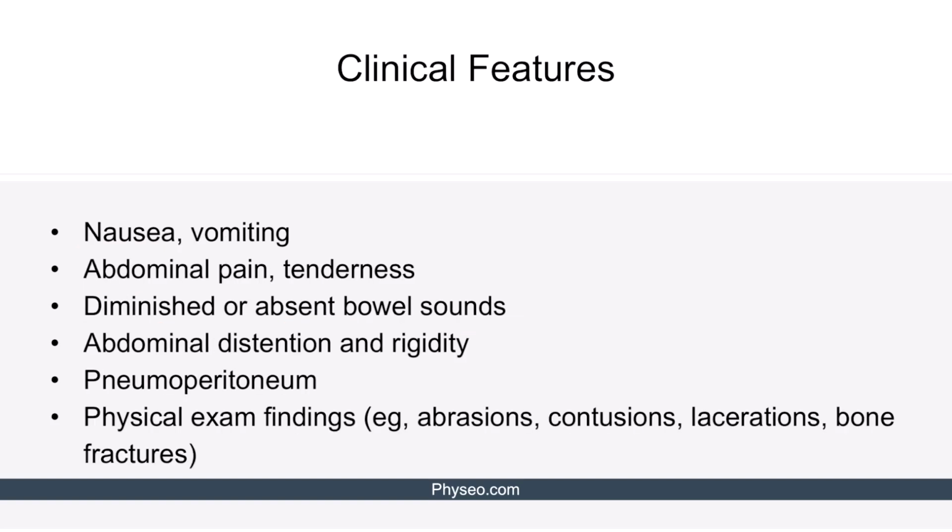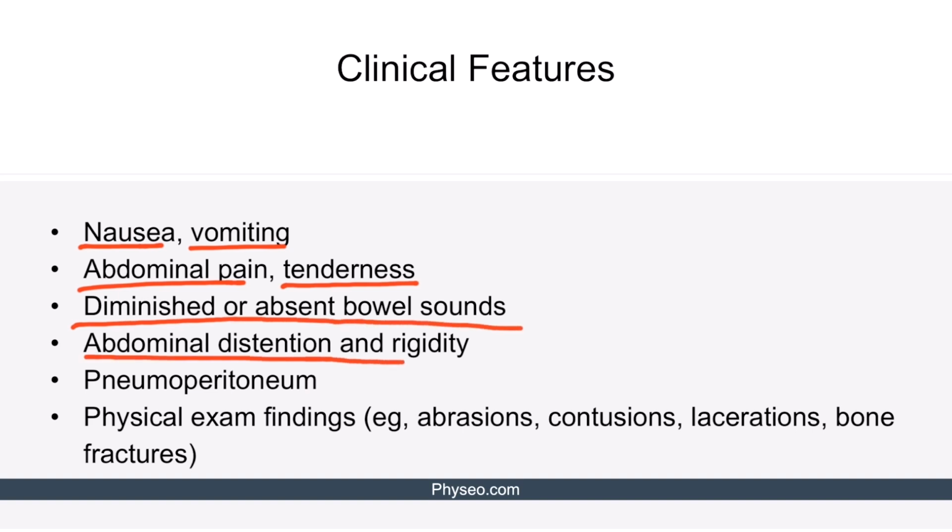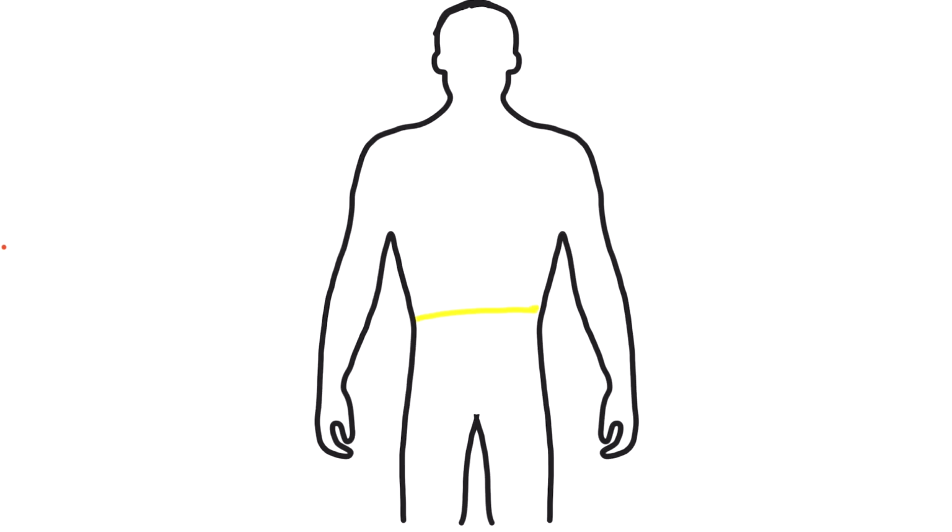Next, let's discuss clinical features. Typically, patients with blunt abdominal trauma develop nausea, vomiting, abdominal pain, tenderness, diminished or absent bowel sounds, abdominal distension, and rigidity. Pneumoperitoneum on imaging can indicate possible hollow organ rupture such as the stomach or perforation of any part of the bowel. Physical exam findings during blunt abdominal trauma include abrasions, contusions, lacerations, and bone fractures. One of the characteristic signs found on physical exam of patients with abdominal trauma is the Kerr sign.